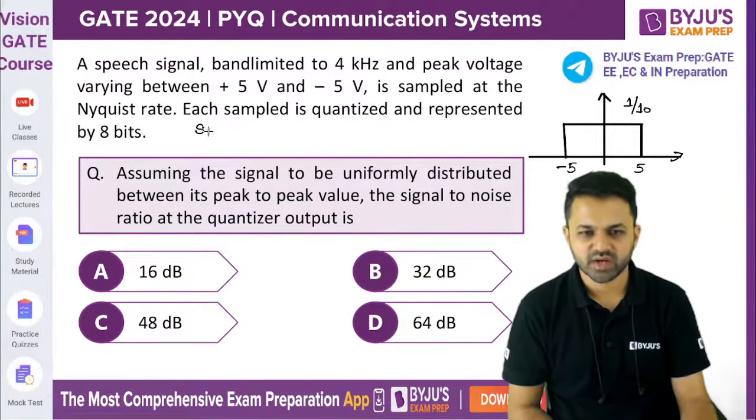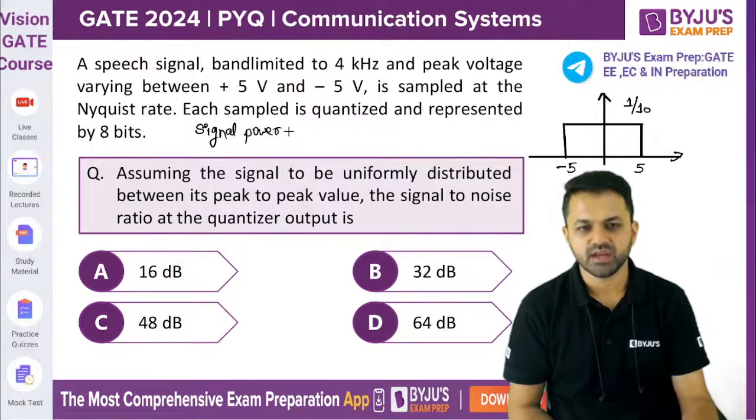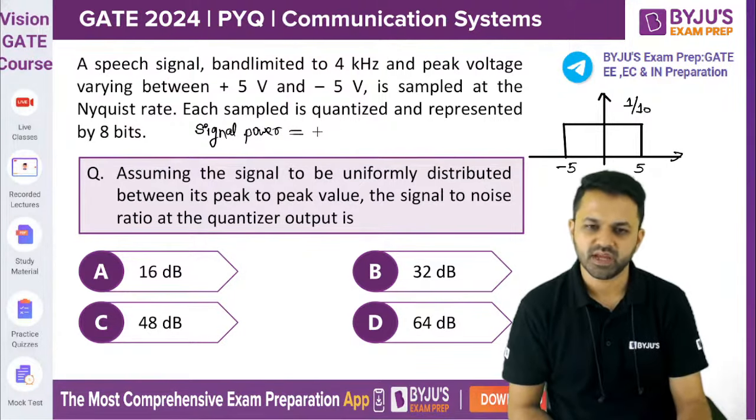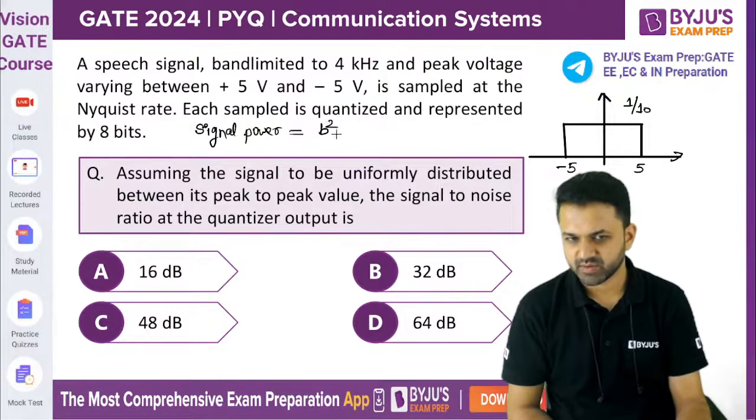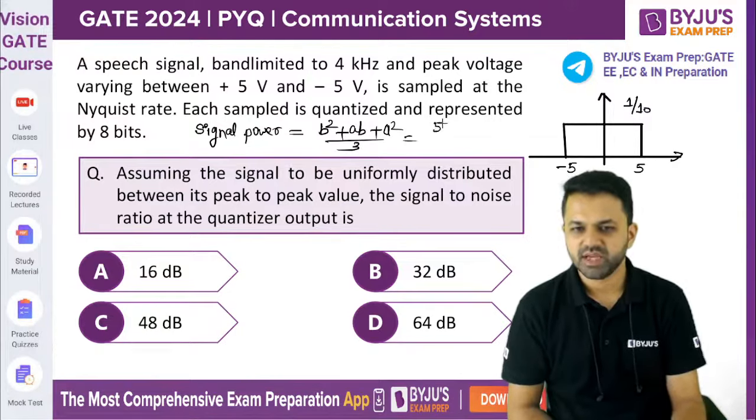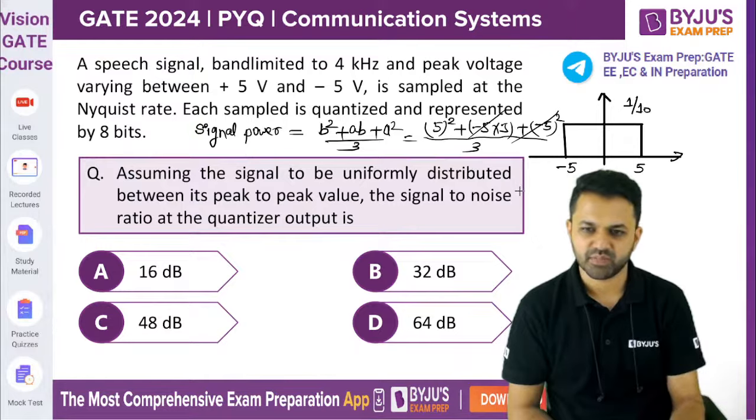So how will you calculate the signal power? The signal power is nothing but the mean square value, and the mean square value is (b square plus ab plus a square) divided by 3. Here b is 5, ab is minus 5 into 5, and a square is minus 5 whole square, divided by 3. So it cancels, and hence the signal power we get is 25 upon 3.